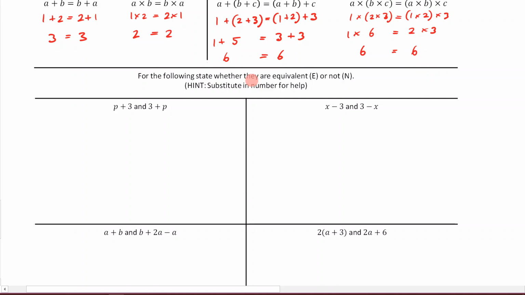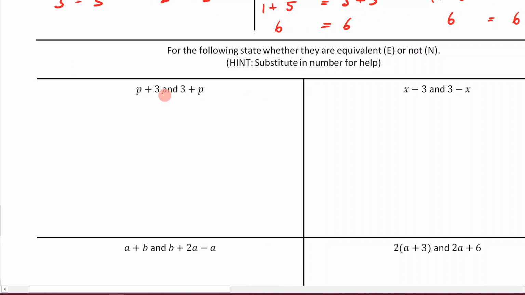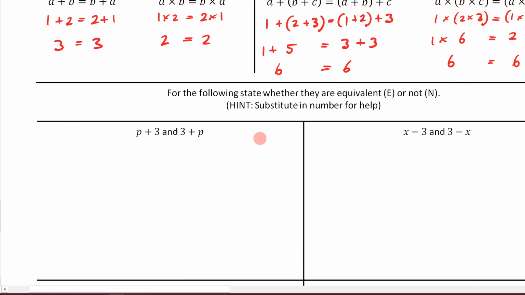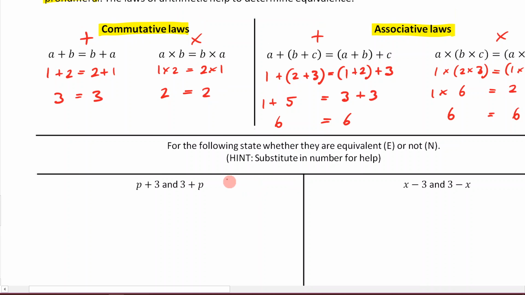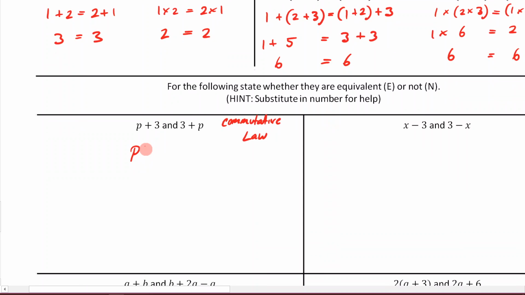For the following, state whether they are equivalent or not. Hint: substitute in numbers for help. So we're going to substitute in numbers here. If I have p plus 3 and 3 plus p, we immediately know, based on our commutative law, so you might even want to write that in, our commutative law tells us that these two things are going to be equal to each other. P plus 3 is going to be equal to 3 plus p. So we immediately know that these are going to be equivalent based on our commutative law.